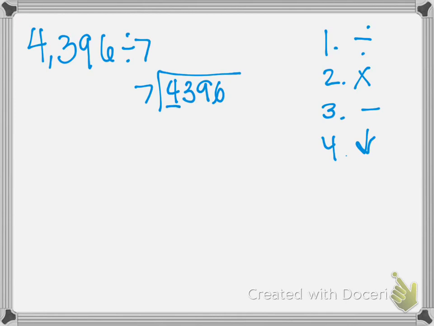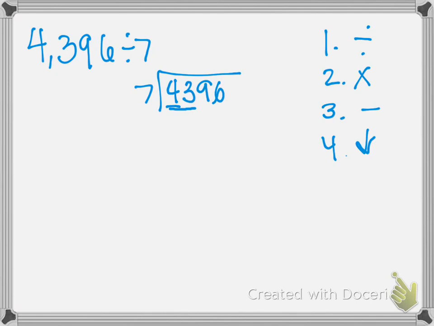We can't go 4 divided by 7. The number needs to be at least 7 or larger for 7 to fit into it. So I'm going to extend my line to 43. So nothing is going to go right here. We're going to put our first number in our quotient over the last number that we're working with.